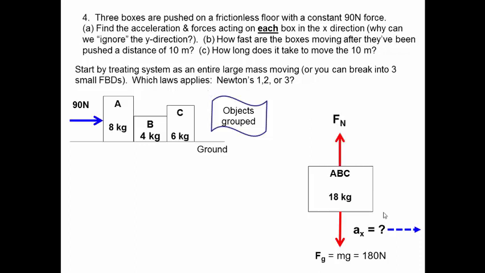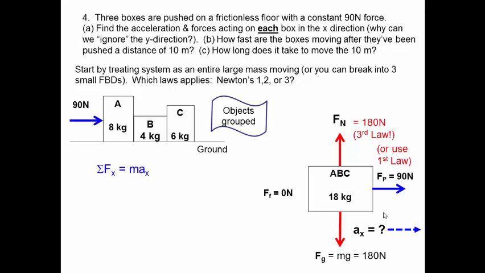The normal force acting upward, use Newton's third law, or you could use first law to show that that's 180 newtons acting upward. Not too exciting in the y direction. We're more so considering the x direction, what's happening. In the x direction, we have a pushing force of 90 newtons. And in this starter case, we have no friction on the floor. In the next problem, you'll see we'll have to add friction. It'll be a little bit more interesting problem.